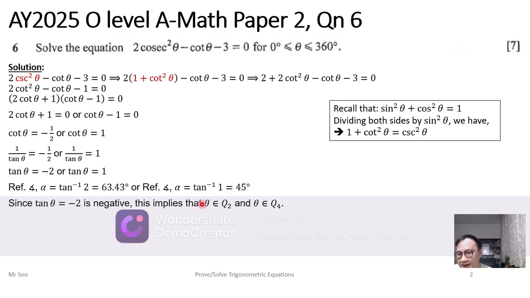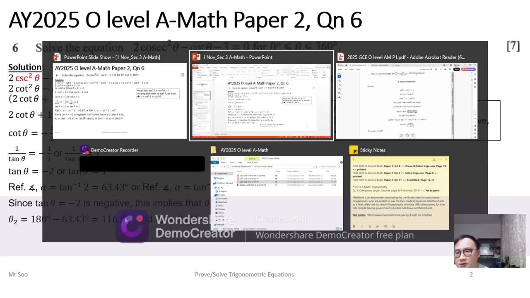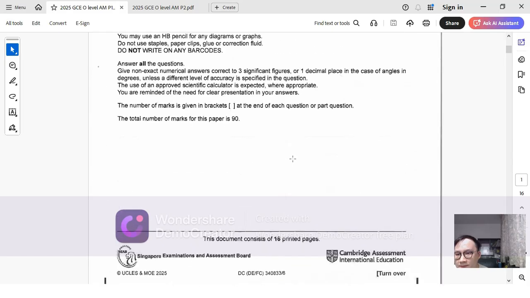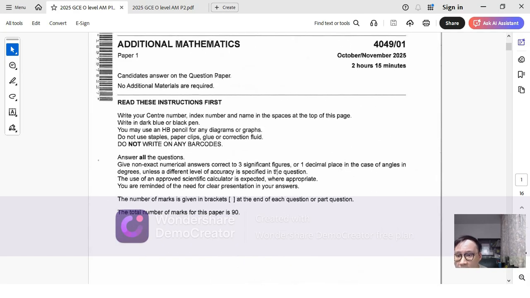Then you find theta 2 is 180 minus 63.43, and theta 4 is 360 minus 63.43, which is 296.57, or 296.6 degrees rounded to 1 dp. And theta 2 is 116.6 degrees. For angles you need to round to 1 dp, because if you look at your exam paper, the instruction says: give non-exact numerical answers correct to 3 SF, or 1 decimal place in the case of angles in degrees.